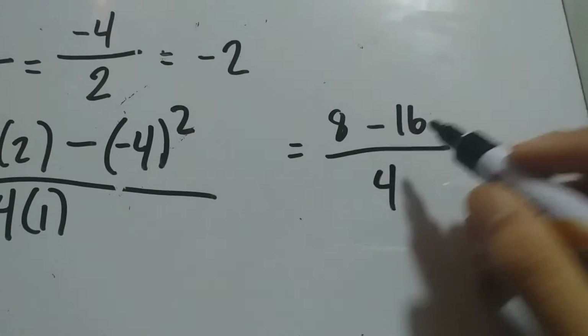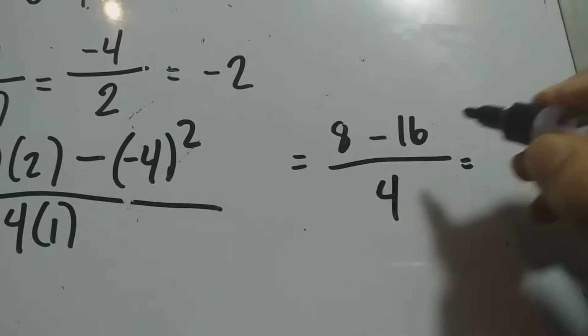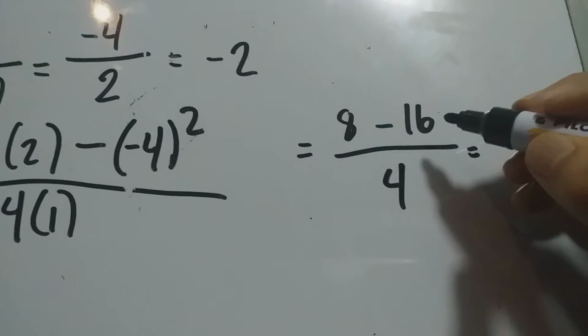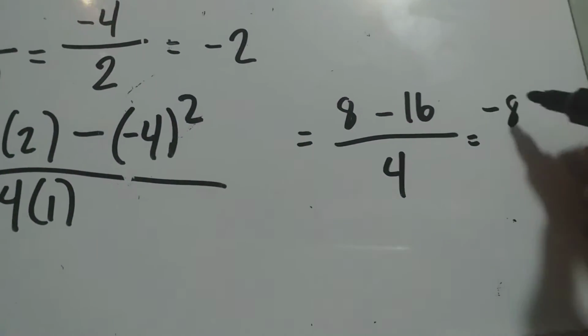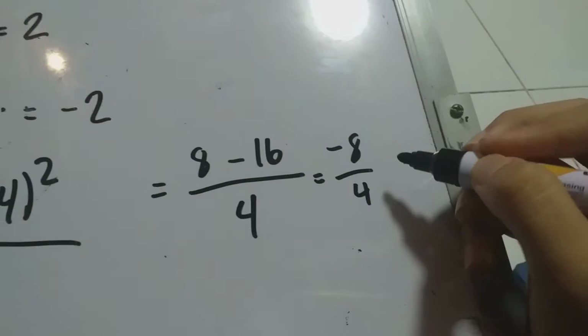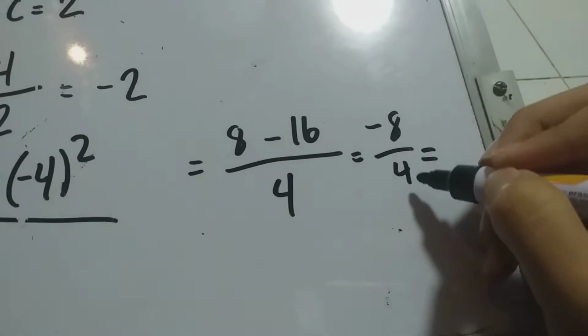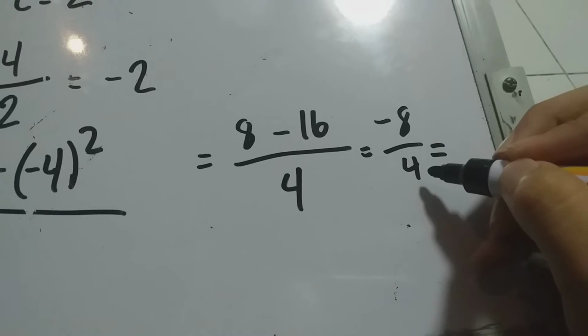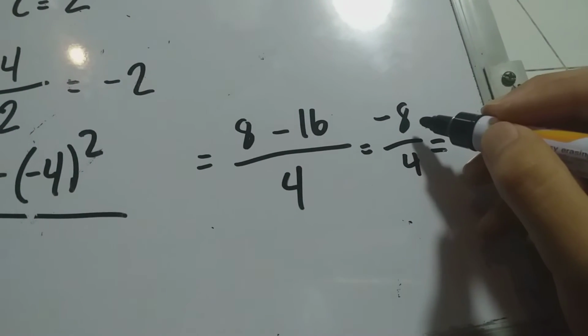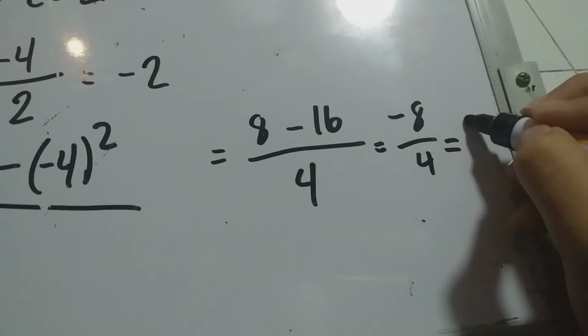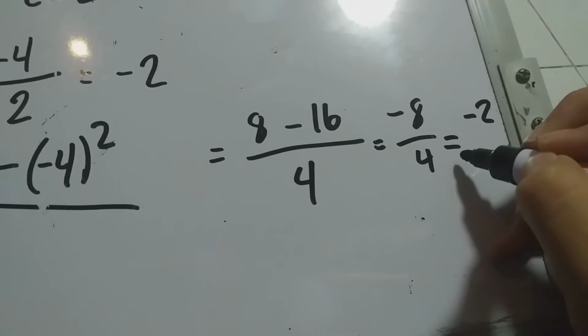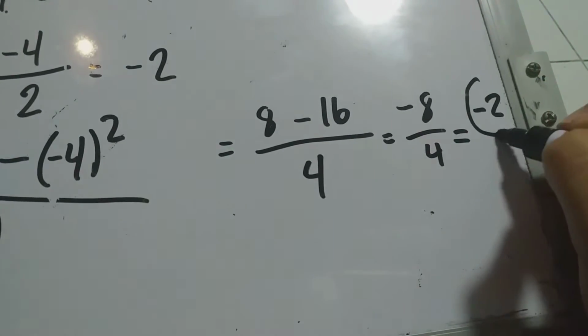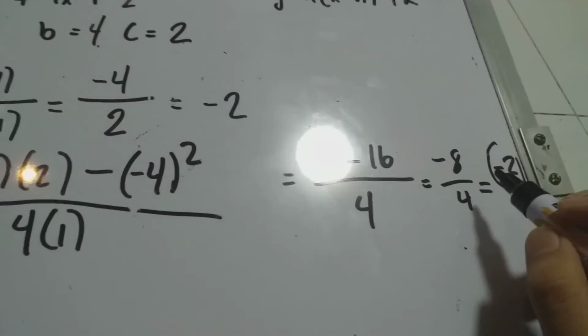So 8 minus 16. After that, you simplify this fraction. 8 minus 16 is negative 8 over 4. Then again, you simplify the fraction. 8 and 4 are divisible by each other. So negative 8 divided by 4 is negative 2. 4 divided by 4 is 1. So this is already your value of k.